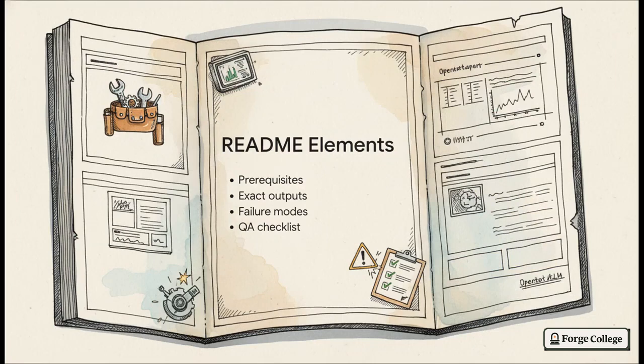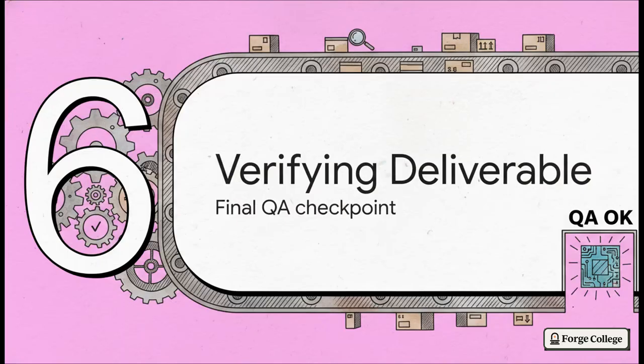Inside your README testing file, make sure to include these critical elements: the prerequisites and exact execution commands, the expected script outputs, common failure modes with continuous integration snippets, and a simple reviewer checklist. Doing this ensures literally any peer can flawlessly reproduce your outputs without having to frantically message you at 2 a.m. for help. Section 6. Verifying the final deliverable.